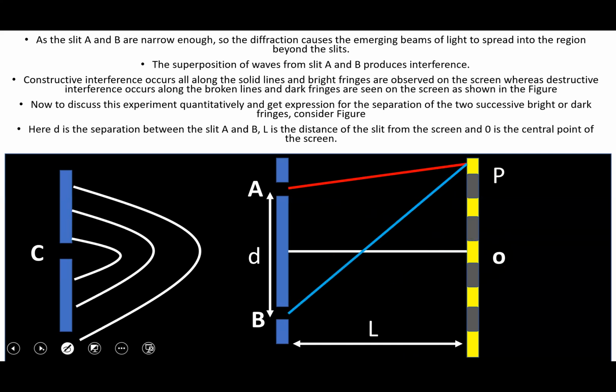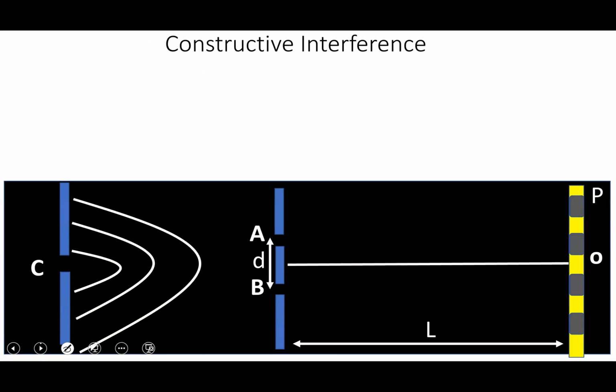Now if we move to another point, let's call it point P. At this point the distance from point A, as you can see from here, and point B is different. The path difference has occurred now. This path difference will cause either constructive or destructive scenarios. In this case it is a constructive interference, because at this point we can see a bright fringe of yellow color. If we want to understand where the constructive interference will occur, or how we can calculate it, we have to understand this procedure.